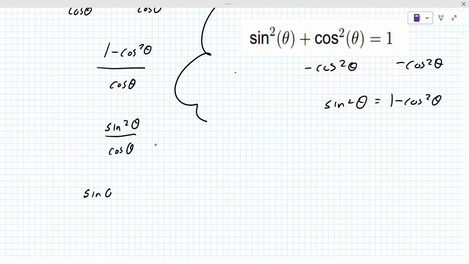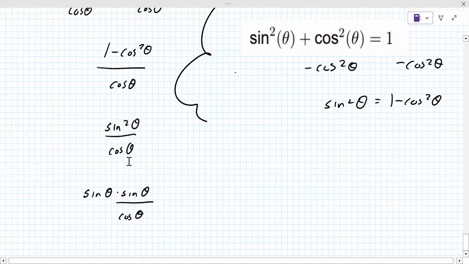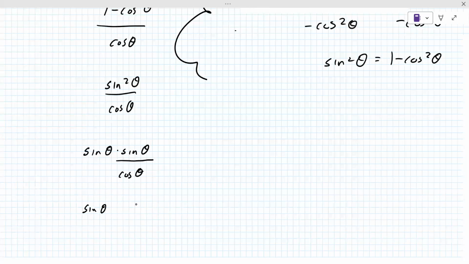The numerator becomes sine theta times sine theta. And then you put the cosine theta under just one of them, because it's not like they're adding, so you don't do both. And then you say, oh, okay, I've seen that before. Sine over cosine is really tangent. Yeah. And then you have it.